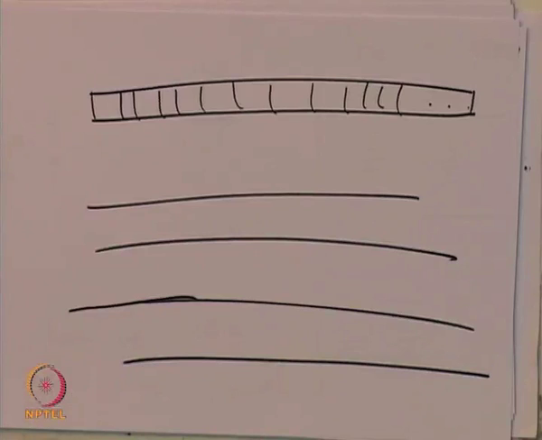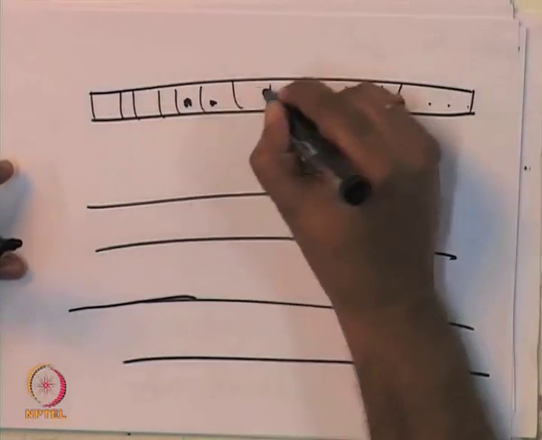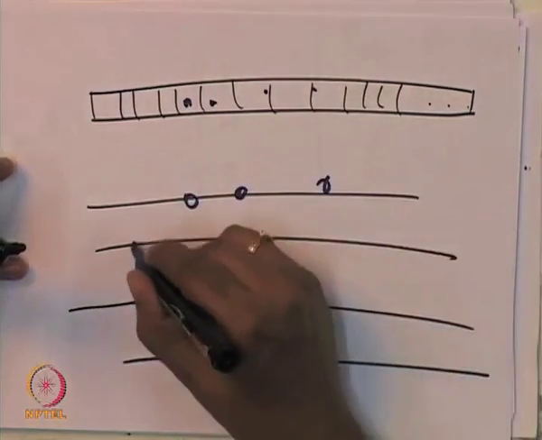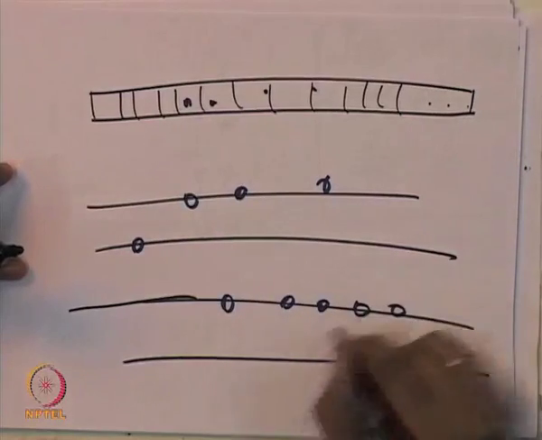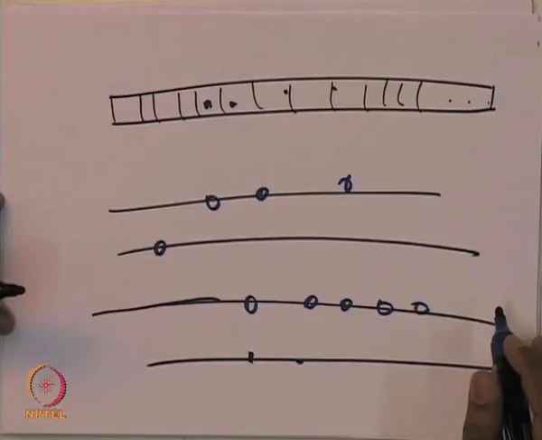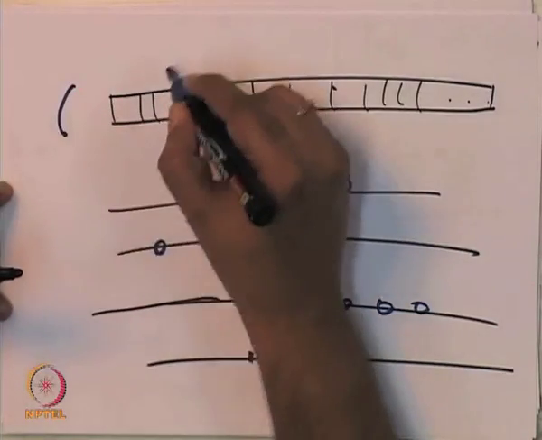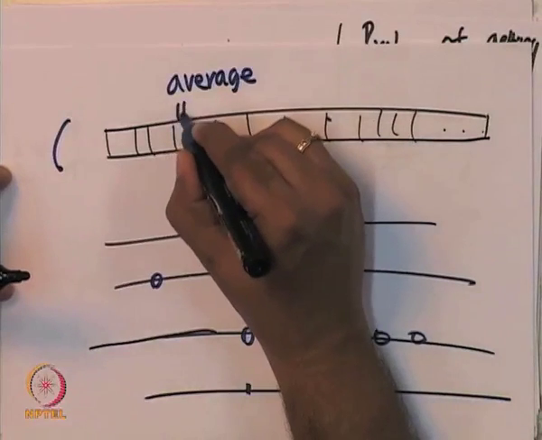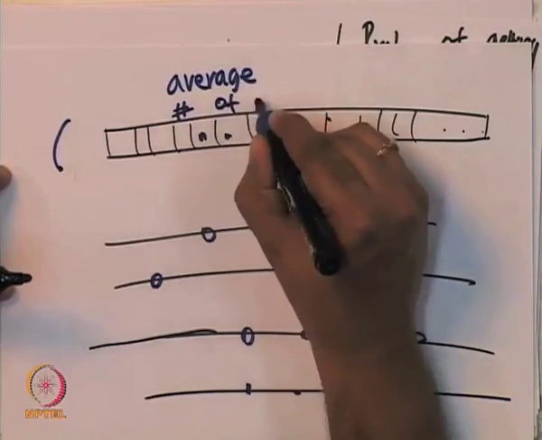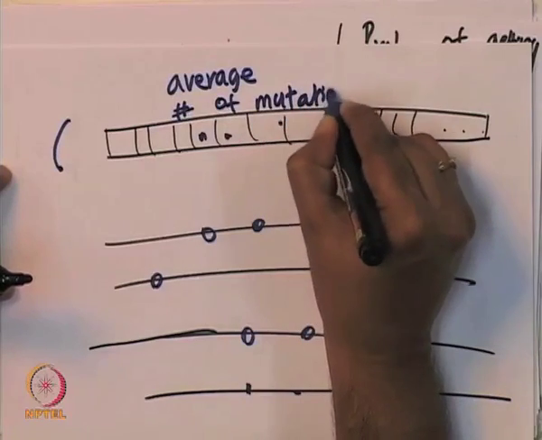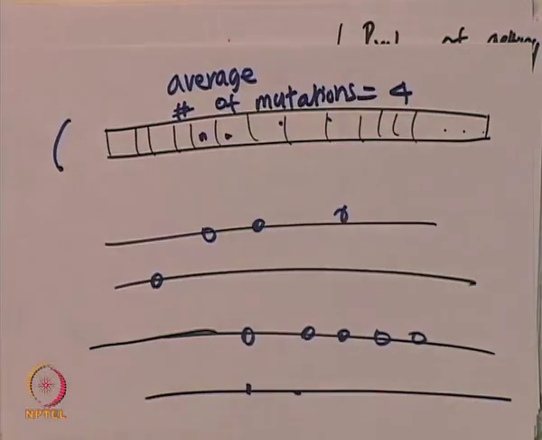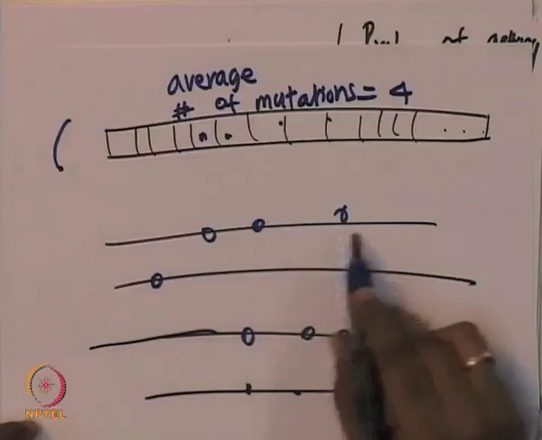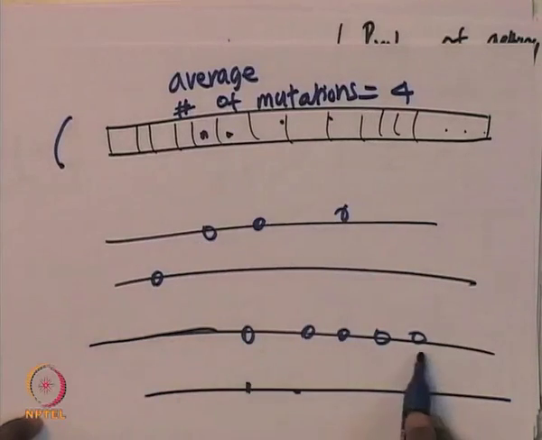Now, each of these copies has some mutations. Let us say this has some number of mutations, this has some mutations, this has some mutations. Let us say that on average there are 4 mutations. Some of them will have 3, some will have 1, some will have 5, some will have 10. On average, let us imagine there are 4 mutations.